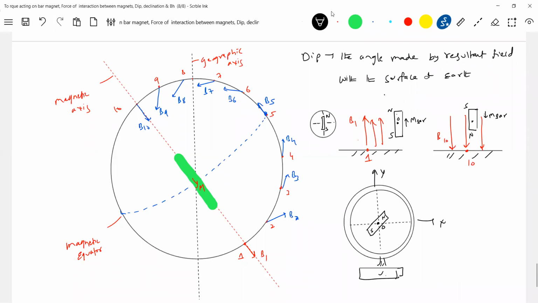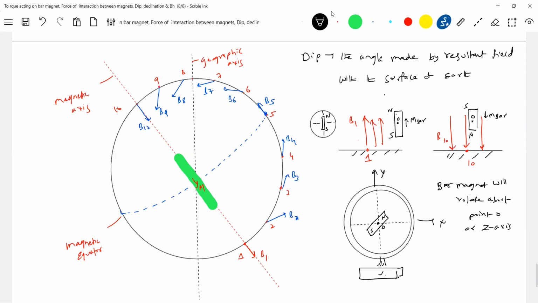This is like a stand. You just keep it on the surface of the earth. The bar magnet can rotate in the XY plane, so it will get oriented. About point O, it can rotate. Were all of you able to understand? Bar magnet, about point O or Z axis.